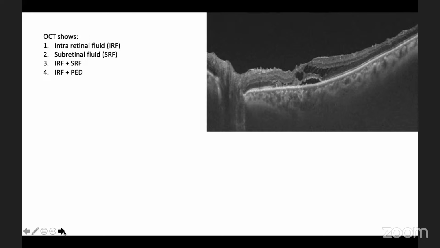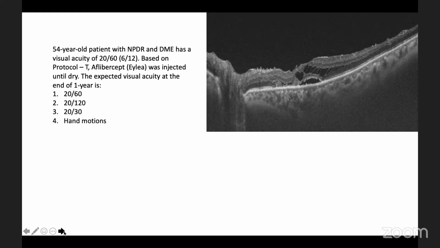Yeah. So this is the next question. A 54-year-old patient with diabetic macular edema (DME) has visual acuity of 20/60, and based on protocol T, aflibercept was injected. What is the expected visual acuity at the end of 1 year? Remember the class I have taken today. What is the number of letters that they have gained? Come to today, 20 by 60. What is the expected vision? Do you think it will be the same 20 by 60? Will it be worse, or improved to 20 by 30? Or will the patient be really bad with hand motions? So these are the four options: 20/60, 20/120, 20/30, and hand motion. What is the expected visual acuity at the end of 1 year on the basis of protocol T?